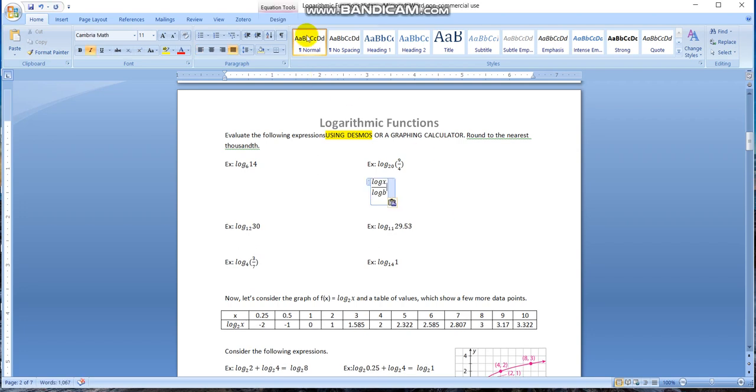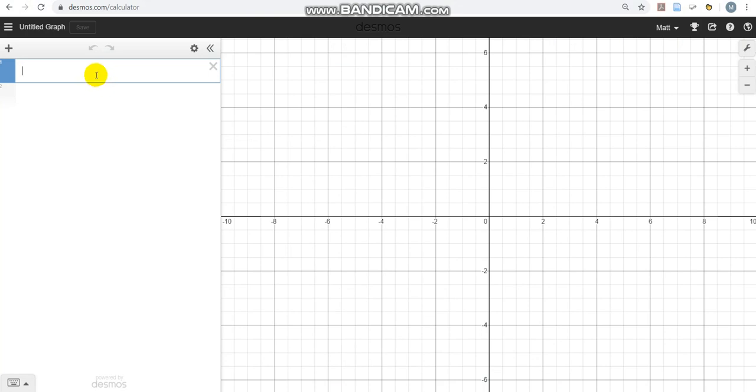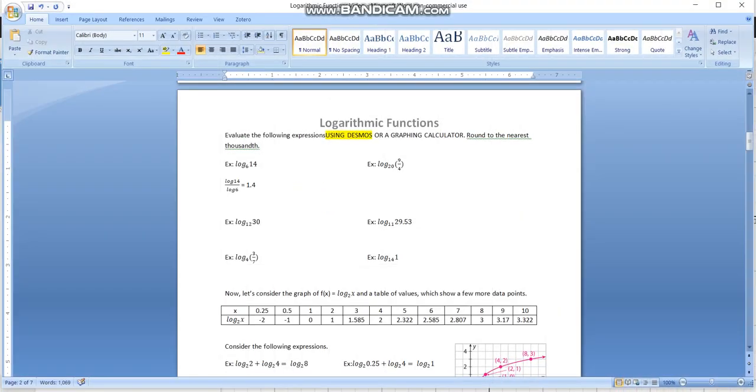So log base 6 of 14 is the same thing as log of 14 divided by log of 6. If you go into Desmos and type in log of 14 divided by log of 6, you're going to get this nice little value, which is 1.473.